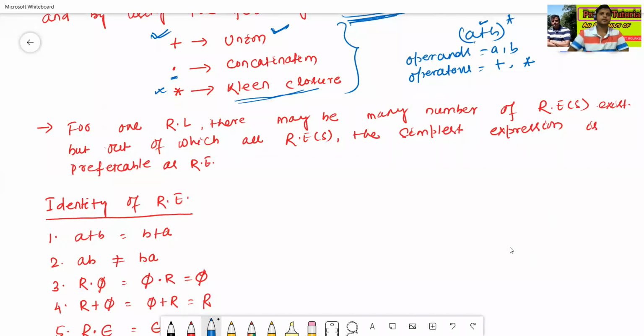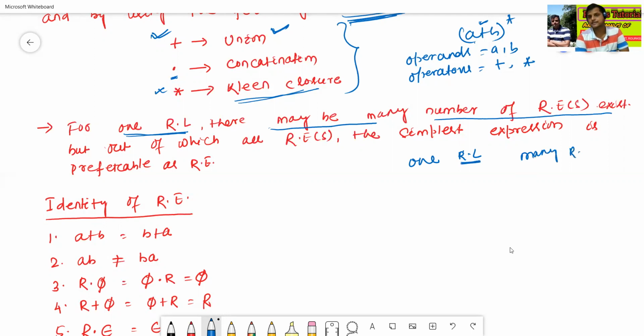In the next concept, what is the next concept here? For one regular language, there may be many regular expressions that exist. What is the meaning? How is it possible? But out of all the regular expressions, the simplest expression is preferable as the regular expression.